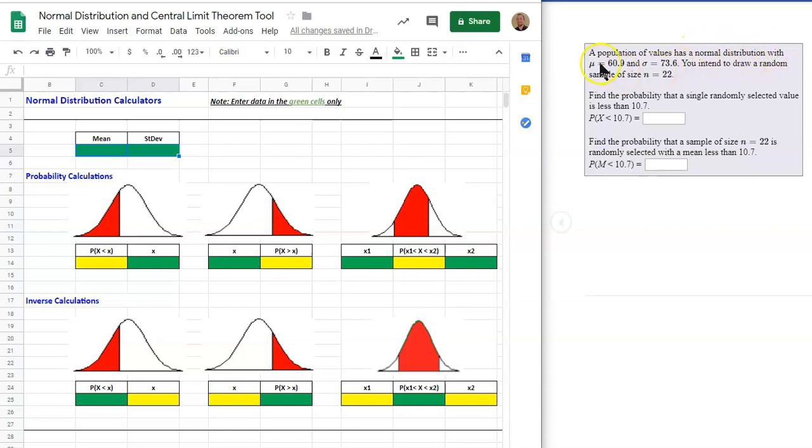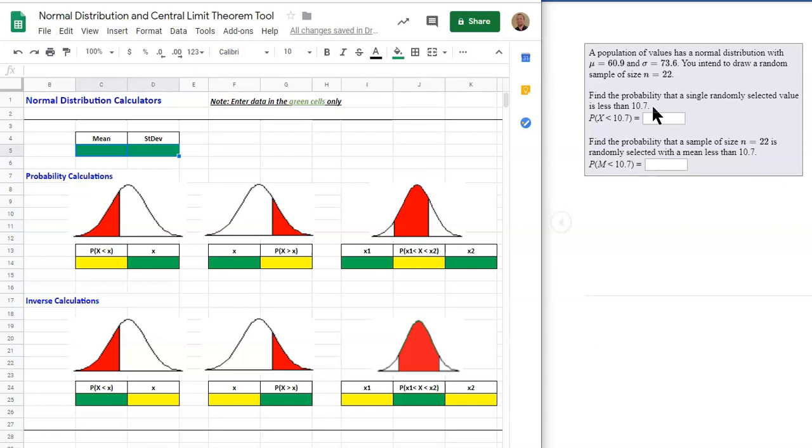For the first problem, we'll be looking at a population of values that has a normal distribution with mu equals 60.9, that's the population mean, and sigma, the population standard deviation, of 73.6. You intend to draw a random sample of size n equals 22. Now, the first question says, find the probability that a single randomly selected value is less than 10.7.